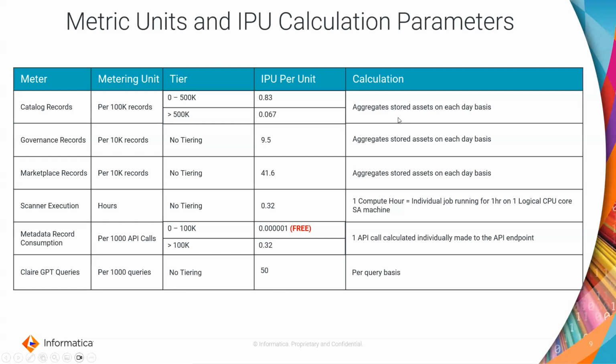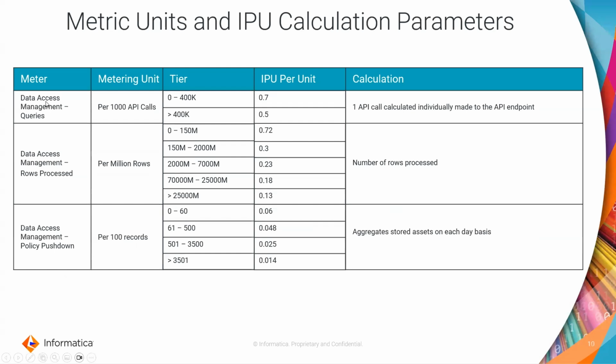Now, coming to the calculation, for the record-based meters, the records are aggregated on a daily basis. The same applies for the governance records and the marketplace records. For the scanner execution, one compute hour is equal to an individual job running for 1 hour on one logical CPU core, secure agent machine. For the APIs, it's one API call calculated individually made to an API endpoint, and Clear GPT is on a per query basis.